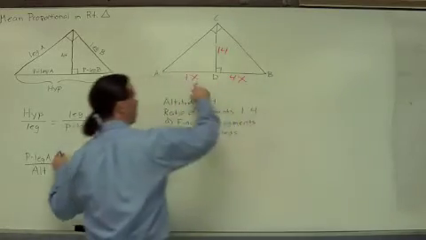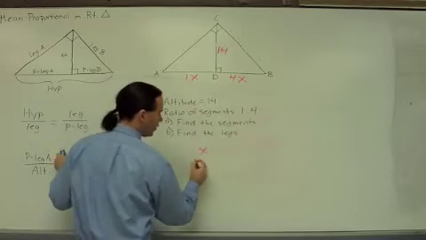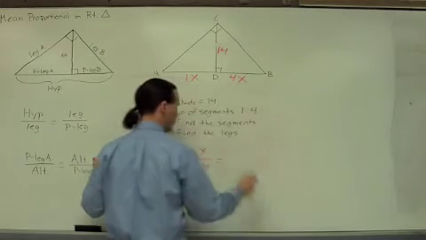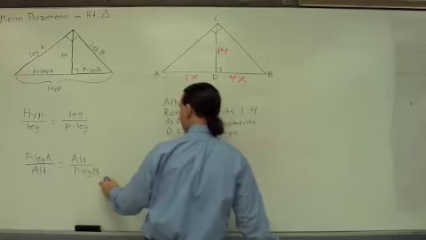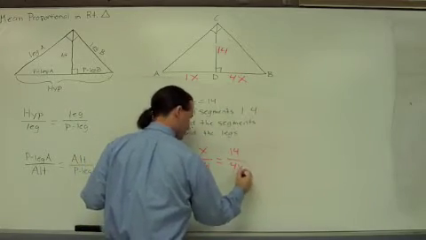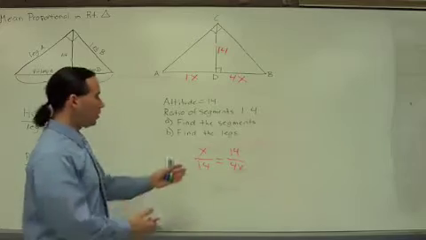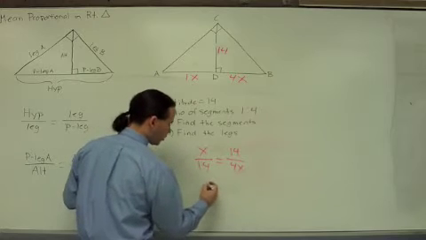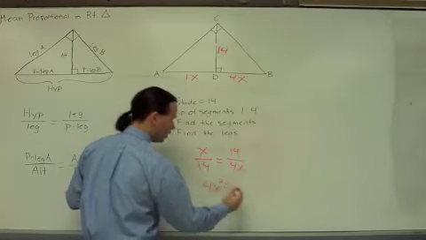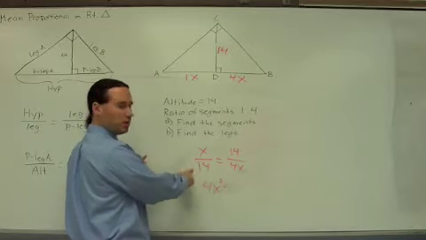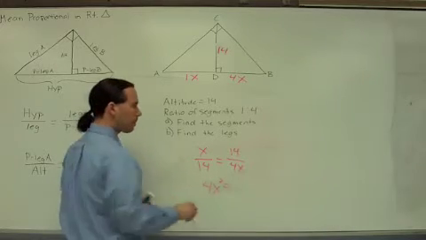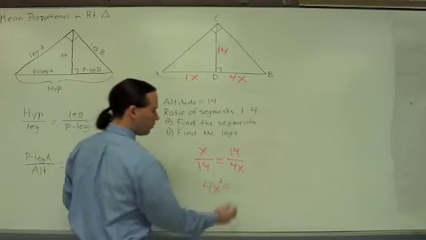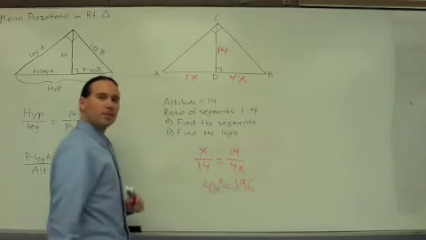P leg A, that's 1x, or just x, over the altitude is equal to the altitude over P leg B. That's 4x. Okay, so here we're going to cross multiply. Product of the means equals product of the extremes. We have 4x squared equal to 14 times 14. 14 times 10 is 140. 4 times 14 is another 40 plus 16. That's 56. 140 and 56 is 196.